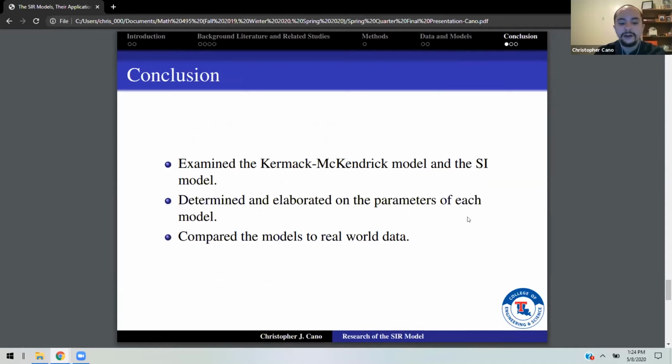We also saw the variables of each model, S, I, and R. And then we compared the models to real-world data. So we've seen HIV modeled with the SI model since it has no cure. And we've seen COVID-19 modeled with the Kermack-McKendrick model since recovered people were assumed to have permanent immunity.